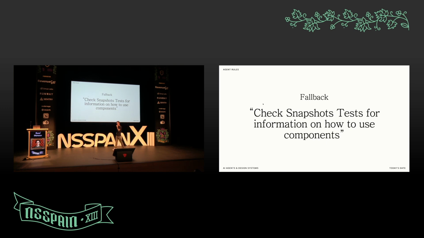And fallbacks, so if something is not found, where do I look for the information? You could look at the snapshot test. If you have a demo app, you just point them to the demo app, or re-implementations. I usually point all mine to a snapshot test, because snapshot tests are quite useful, as you have to print every single state.